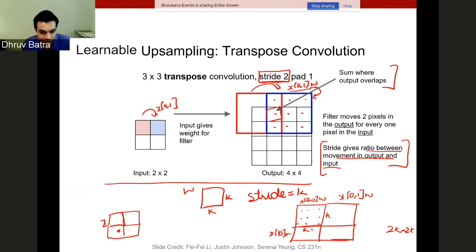What happens at the intersections of filters? Do we just add x0, 0 w plus x0, 1 w? Yes, that is correct. That is exactly what we mean by this sum where the output overlaps. So where the blue placement and the red placement overlap, you sum those particular entries.